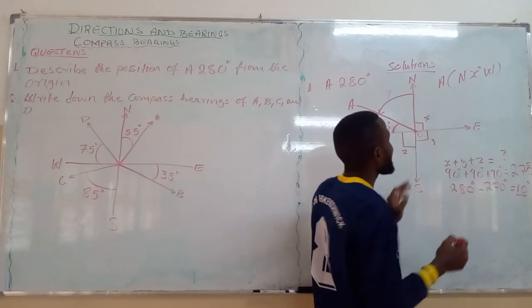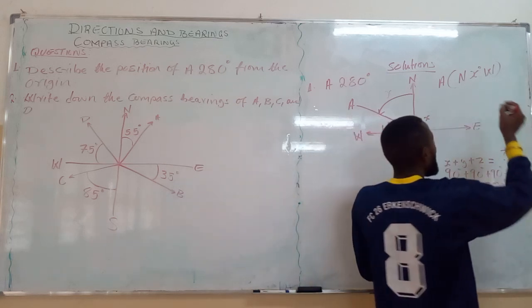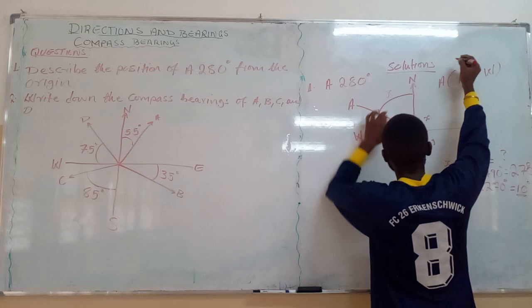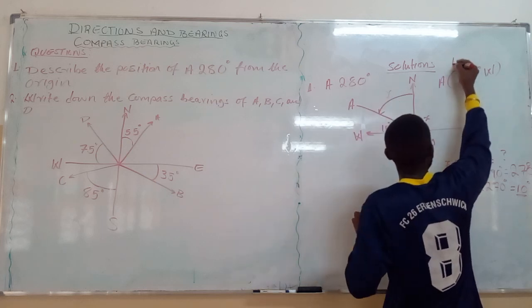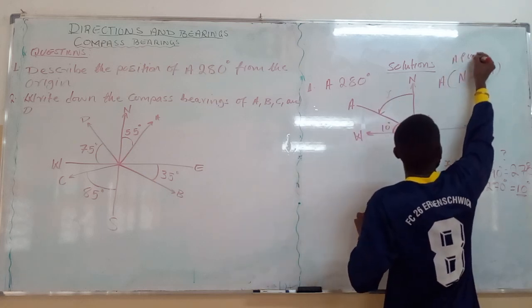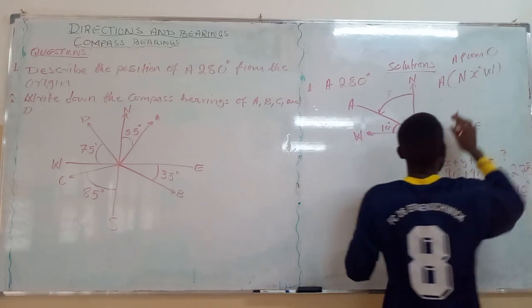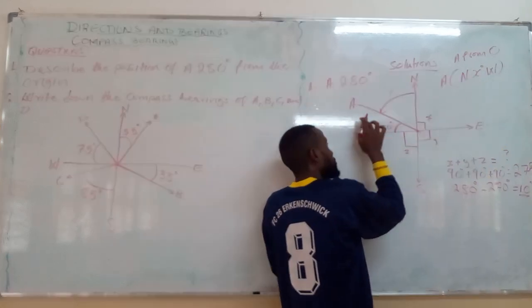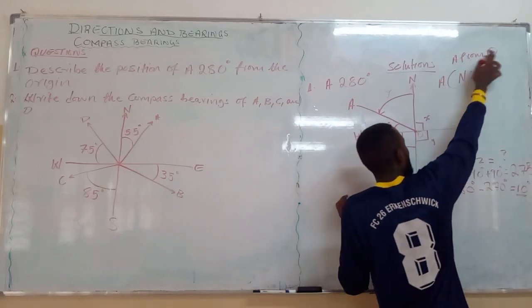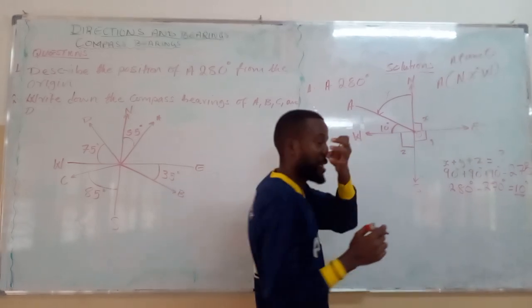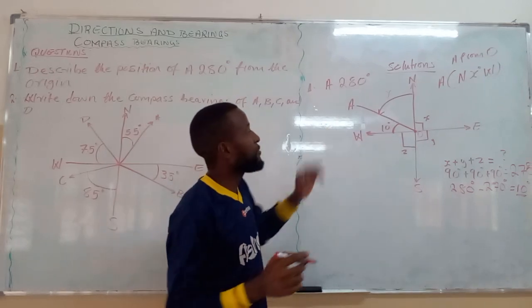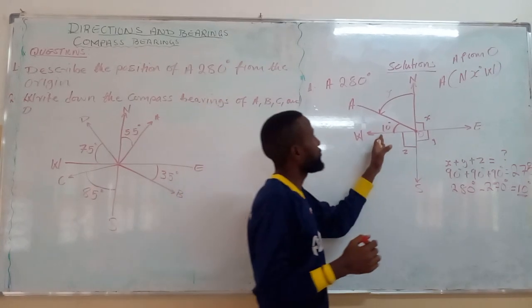Now keep in mind that this one, in other way, you can name this one to be a bearing of A from what? From O. Because I'm coming from origin, I'm going to A. So it will be a bearing of A from O. That's how you can name it in other ways. So now let's see how we can find the x. How do I get to find the x?